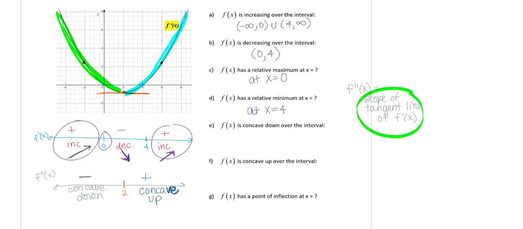I can also tell by the concavity because in that interval at x equals 4, I am concave up and I know I have a relative maximum or minimum there. So I am concave down.